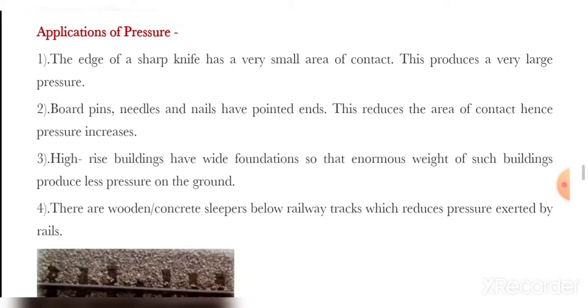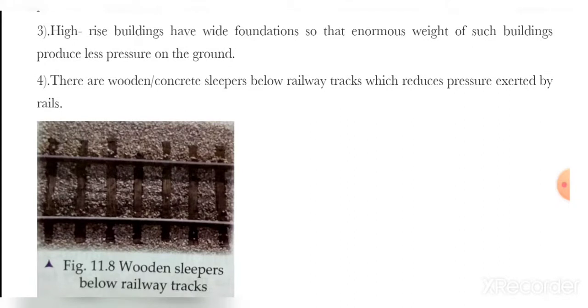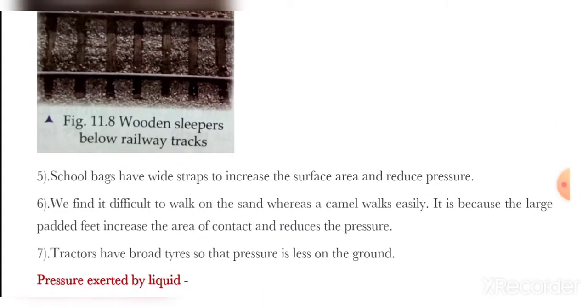Then fourth one is there are wooden or concrete sleepers below railway tracks which reduce the pressure exerted by the rails. That means when the train passes through the railway tracks, it should not produce much pressure, and the railway tracks must not break. So there are wooden sleepers, as you can see in the picture, below the railway tracks, just to reduce the pressure.